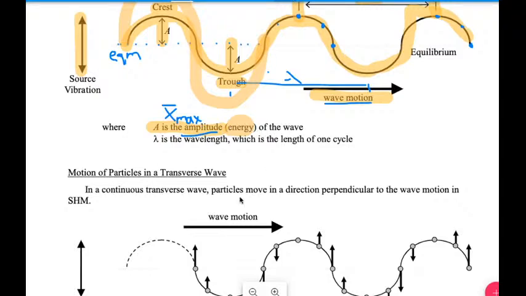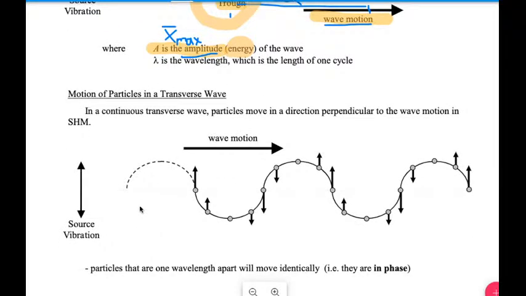Then we have, right, this is where it's hard to visualize on paper, and I really encourage you to watch a video about this. Maybe I'll even post one on the Google Classroom as well.